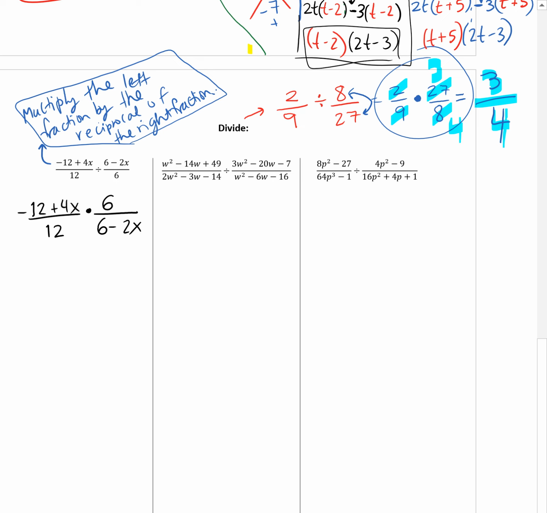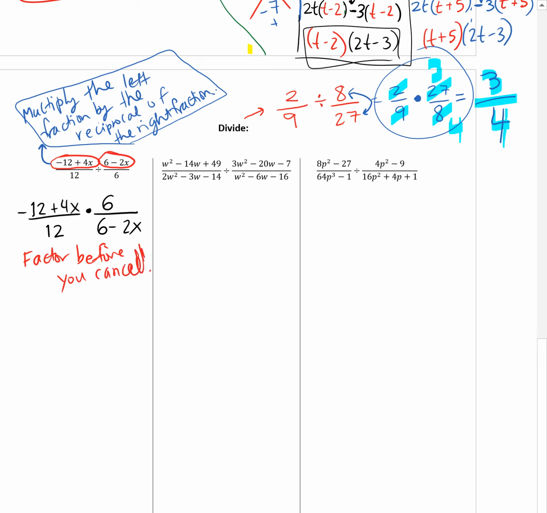Remember that right now we're thinking of the 6 in the numerator as part of this factor. 6 minus 2x is one package deal. And similarly, this negative 12 plus 4x is a package deal. So don't try to cancel. Remember, you have to factor and then cancel. That's always true with these problems. Factor before you cancel. Don't even try to cancel.